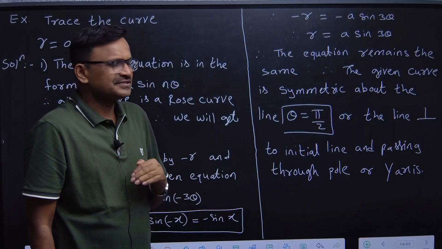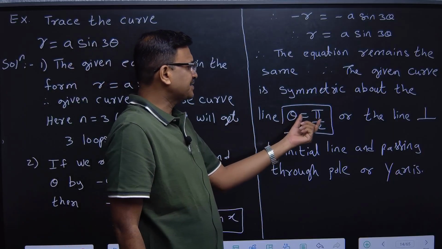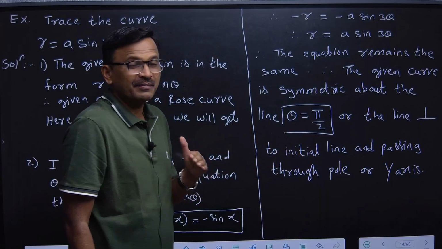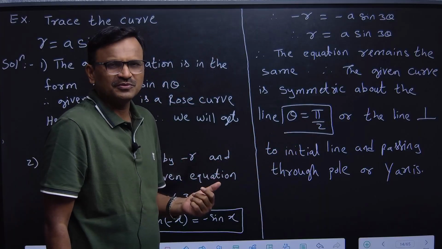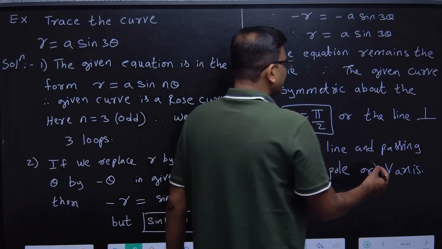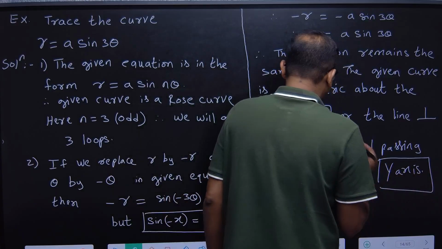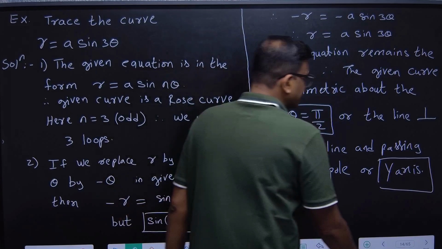So the curve is symmetric about the line θ = π/2, or the line which is perpendicular to the initial line and passing through the pole. That is nothing but the y-axis. The curve is symmetric about the y-axis, or you can say about the line θ = π/2.